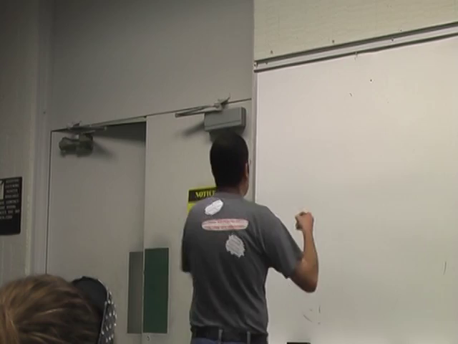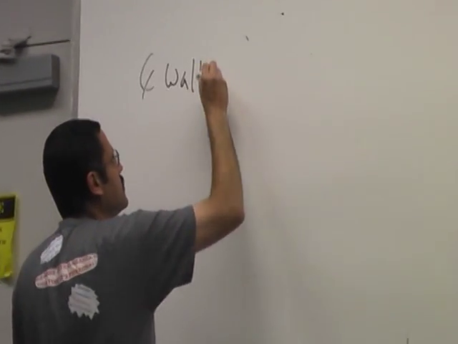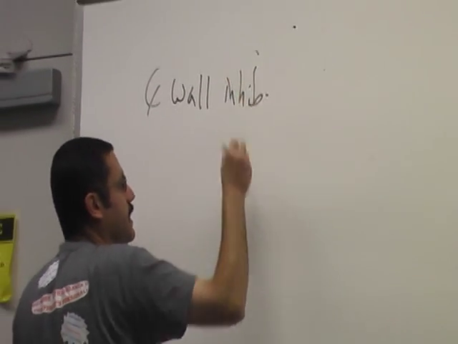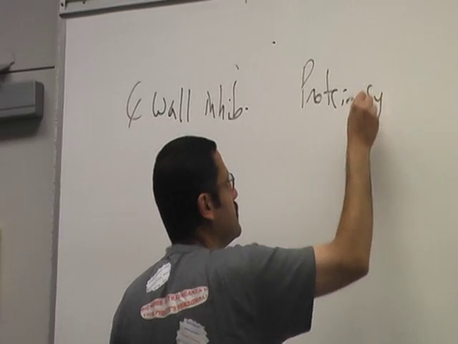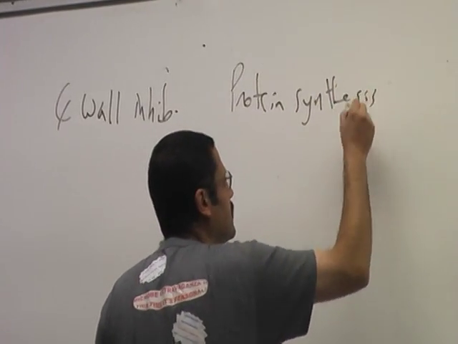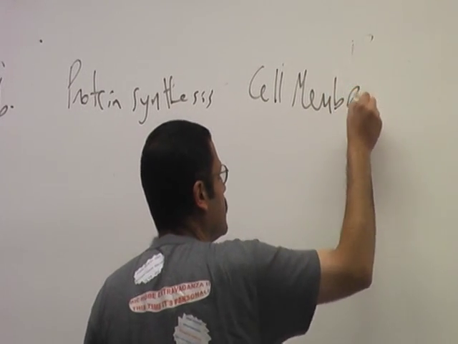specific steps they target, but rather as the big block. So for example, you have to know all the cell wall inhibitors that we discussed. We talked about protein synthesis inhibitors. Talked about cell membrane disruptors.